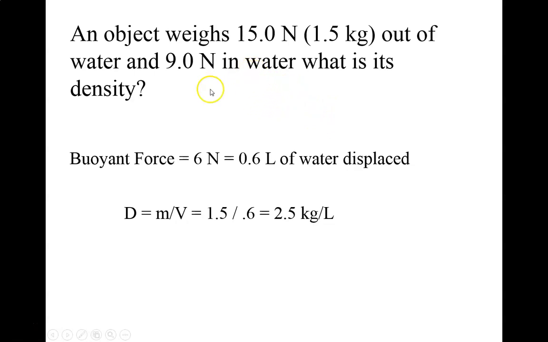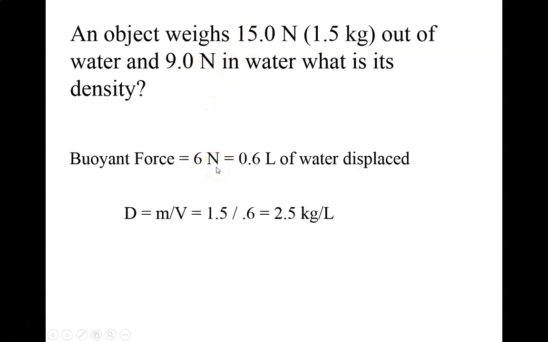So let's say an object weighs 15 newtons out of water, meaning it has a mass of 1.5 kilograms, and when you weigh it in water, it only appears to weigh 9 newtons. What's its density? Well, the first thing to do is figure out the buoyant force, and the buoyant force is the difference between the weights. So 15 minus 9, so 6 newtons.